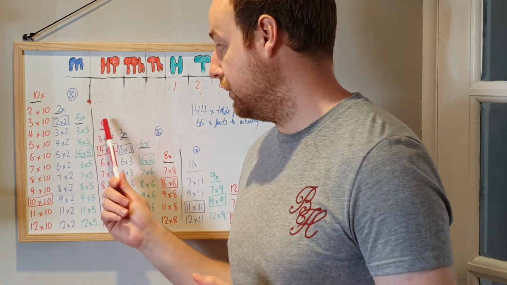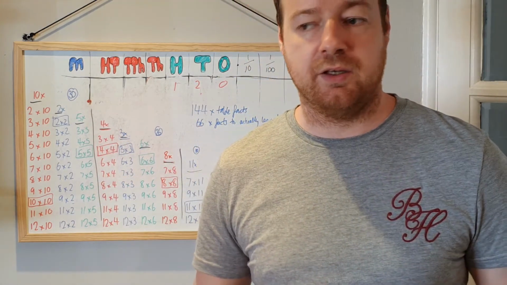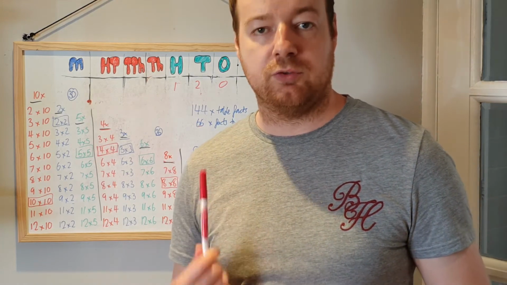Okay, so that should be your 4 times tables. Practice that method of doubling again. The more you practice doubling, the easier it's going to be.